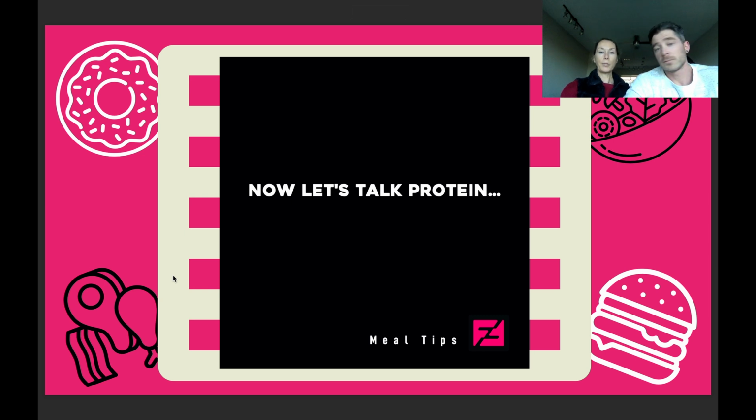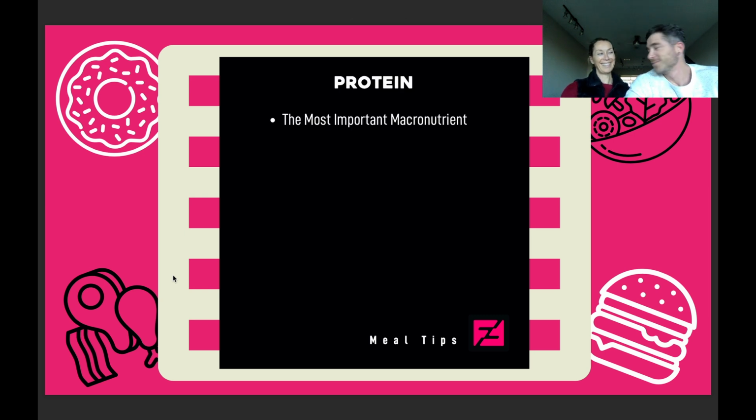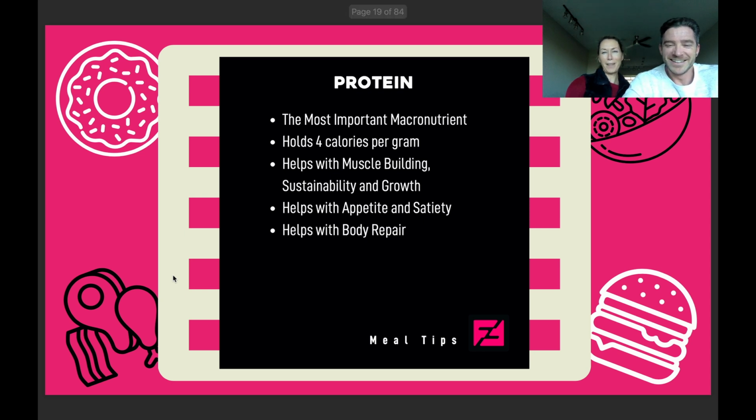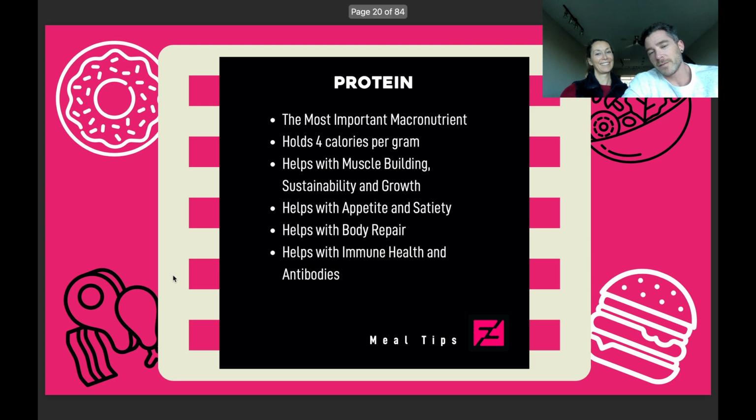Now, we're going to talk about protein. I like protein. It is the most important macronutrient. It holds 4 calories per gram. Helps with muscle building, sustainability, and growth. Also helps with satiation, feeling full, appetite, and satiety. It also helps with body repair. Helps immunity, health, and antibodies.